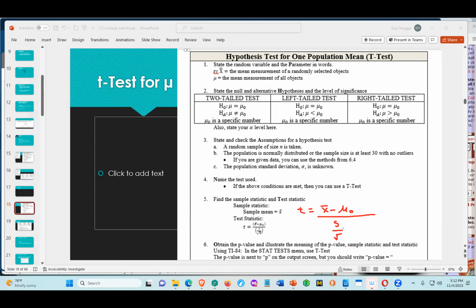Now that S over root n probably reminds you of sigma over root n from the central limit theorem. And yeah, that's what it is, except sigma is not known, so we're using the sample standard deviation S here. And so what we have is the common form of a test stat, which is a sample statistic minus the population parameter all over the standard error.